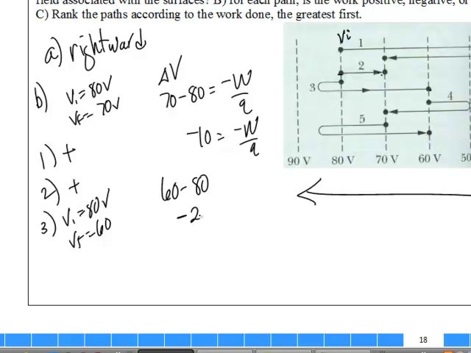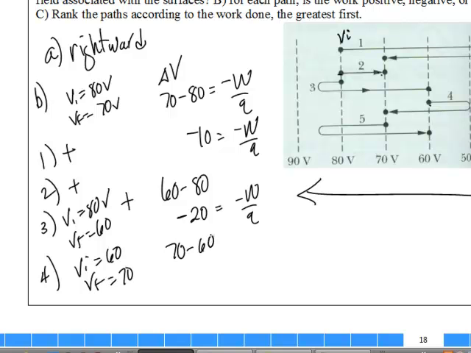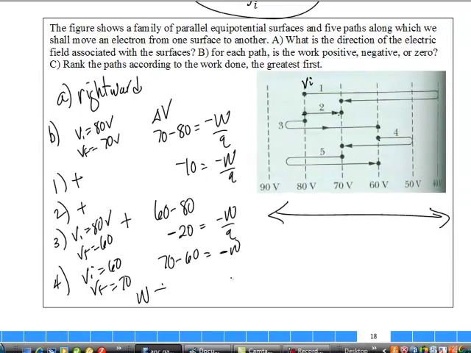So again, that's going to be a negative 20 over negative, work over charge. Again, negative and a negative, so this one's going to be positive. On number 4, I start right here at 60 and I go to 70. So my initial is 60, my final is 70. So I'll have 70 minus 60, equals a negative work. And so my work here is going to be negative.